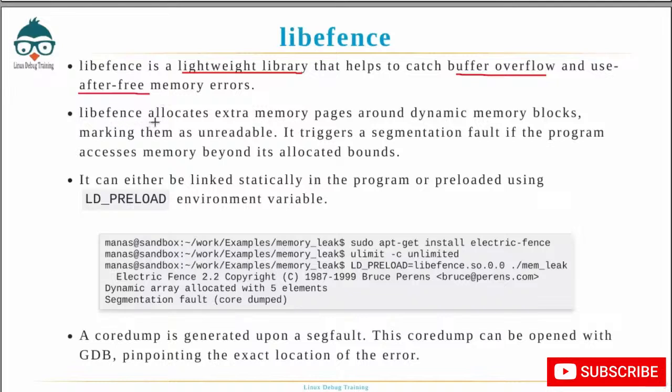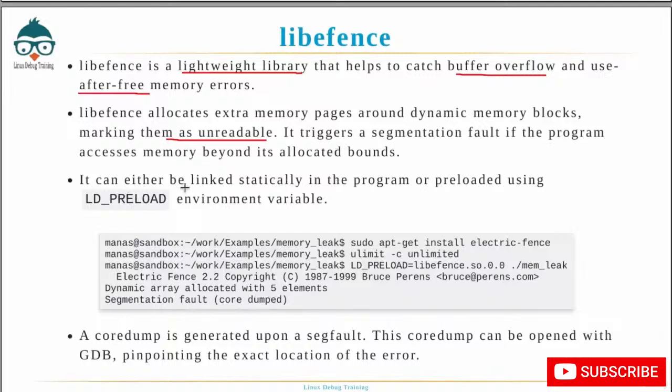Implementation wise, libefence allocates extra memory pages around the dynamic memory block and marks them as unreadable. So if the program tries to access memory beyond its allocated bound, it will lead to accessing the memory segment which is marked unreadable by libefence, and this will result in a segmentation fault due to the fact that the program is trying to read an unreadable page, or in other words, it is trying to access an existing virtual memory segment in a different way than defined by its attribute, which was one of the conditions of having a seg fault.